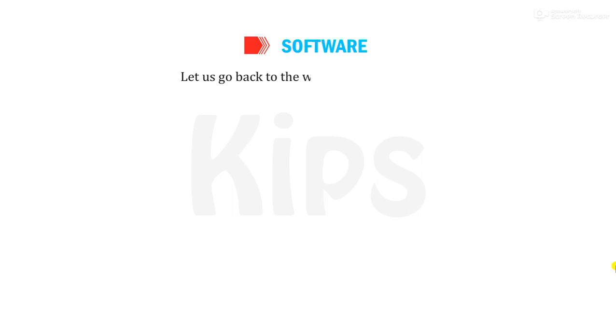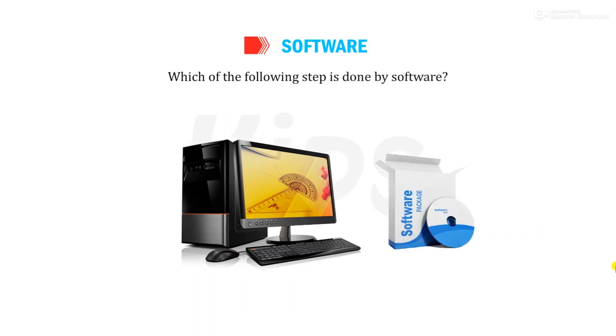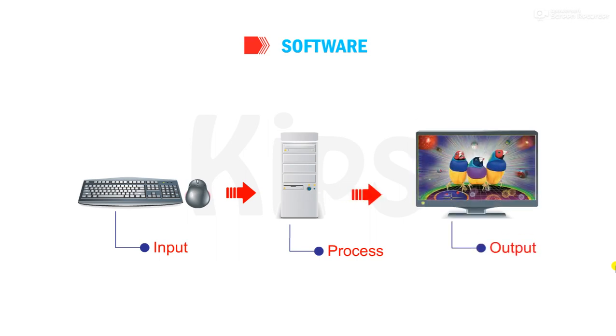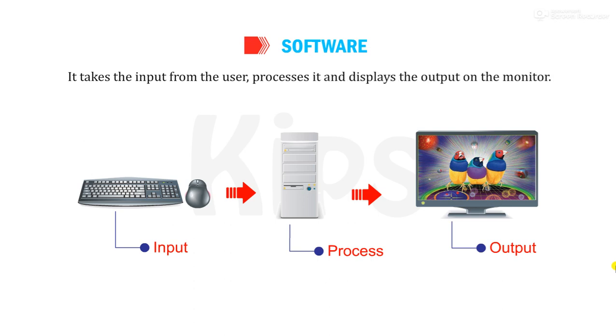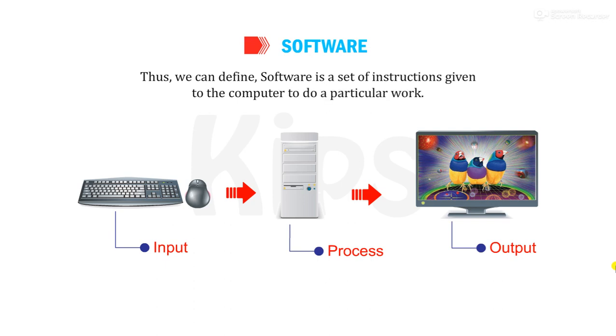Let us go back to the working of a computer. Which of the following steps is done by software? Input, process, or output? Yes, processing is done by software. It takes the input from the user, processes it, and displays the output on the monitor. Thus, we can define software as a set of instructions given to the computer to do a particular work.